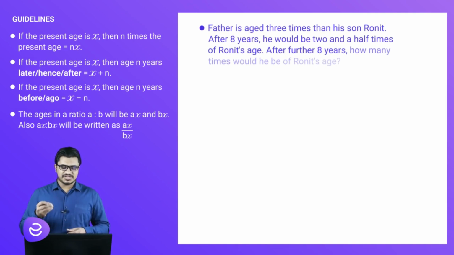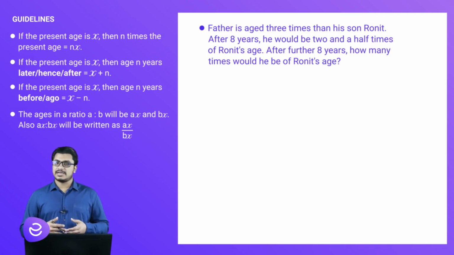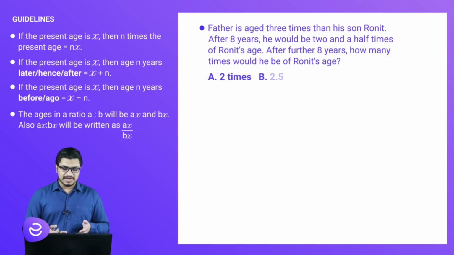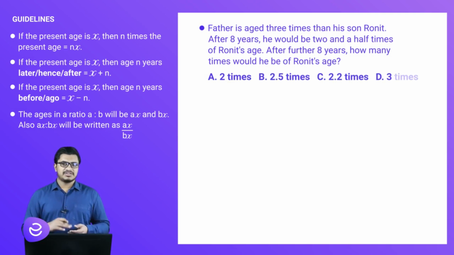Father is aged 3 times than his son Ronit. After 8 years, he would be 2.5 times of Ronit's age. After further 8 years, how many times would he be of Ronit's age? Options are 2 times, 2.5 times, 2.2 times and 3 times.